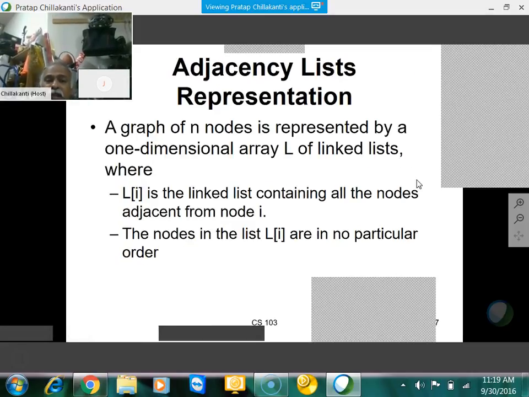When you talk about an adjacency list representation, we'll look at some examples one more time. It is nothing but a one-dimensional array L of linked lists. So you have n nodes, and you create a one-dimensional array L of linked lists. Each Li is a linked list, meaning if you have n nodes, you have n elements, and each element has a linked list of all the nodes adjacent from the node i.